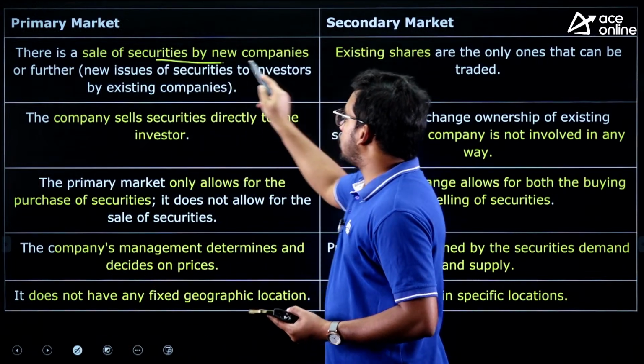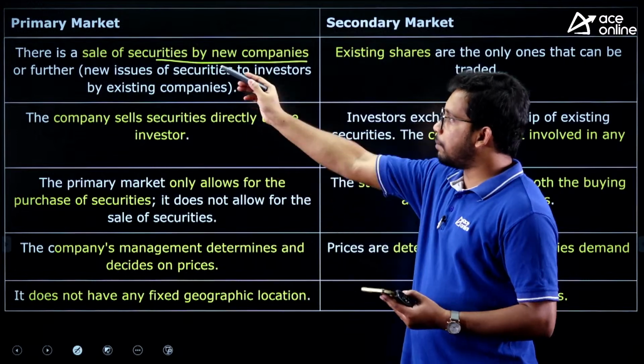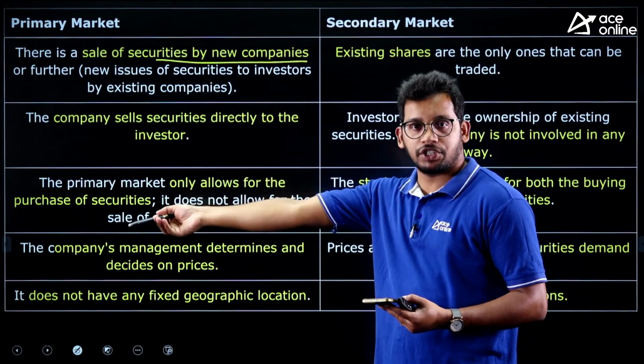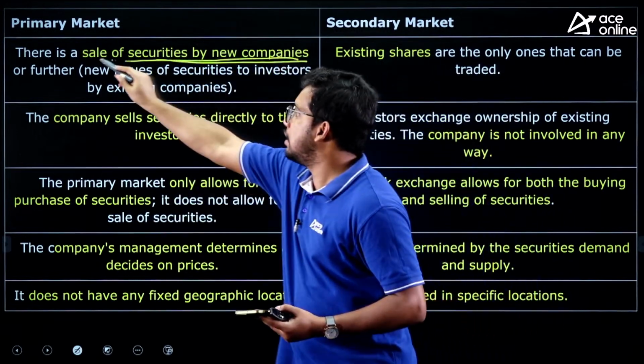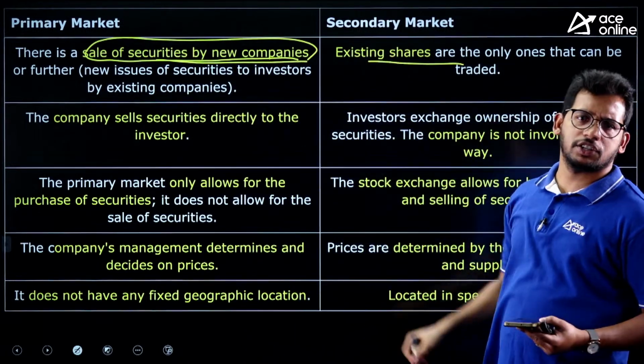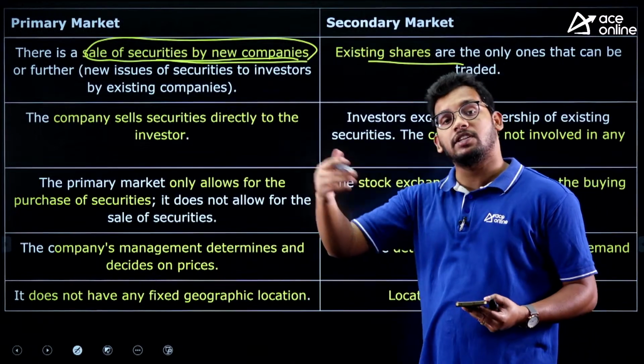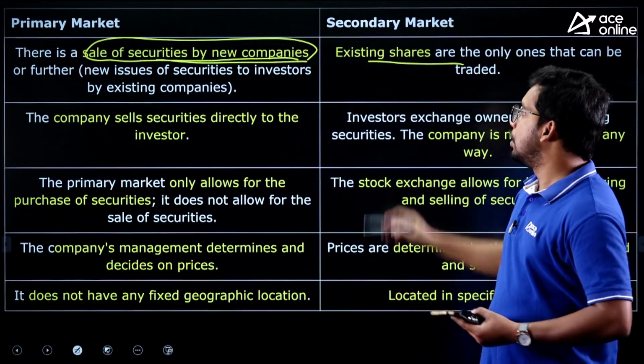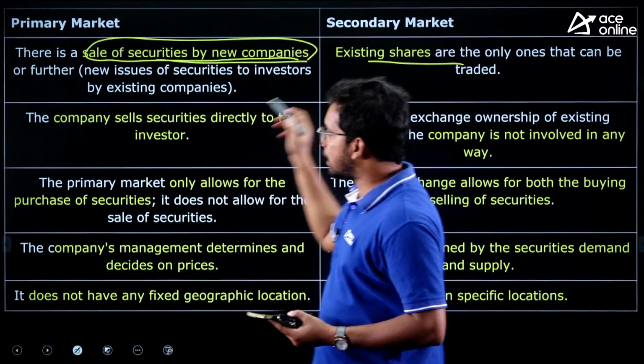The sale of securities by new companies. Primary market means the company is releasing the shares for the first time. Those are called the sale of securities of a new company. Secondary market is already existing shares. From person B to person C to person D, they can change hands. So those are existing shares. That is called the secondary market.